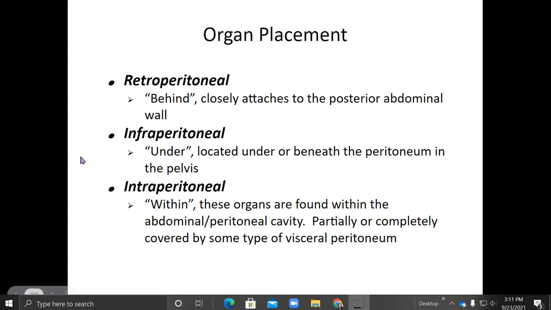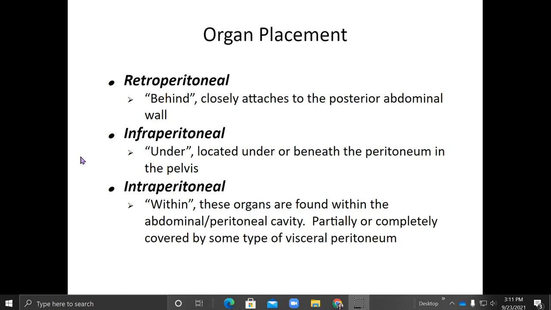So retroperitoneal organs, we'll start with that one first, are closely associated with the posterior abdominal wall. So they are posterior organs, okay? They're less mobile within the abdomen compared to the intraperitoneal organs. Examples of retroperitoneal organs are kidneys, ureters, adrenal gland, the pancreas, the C-loop of the duodenum, the ascending and descending colon, the upper rectum, the abdominal aorta, and the inferior vena cava.